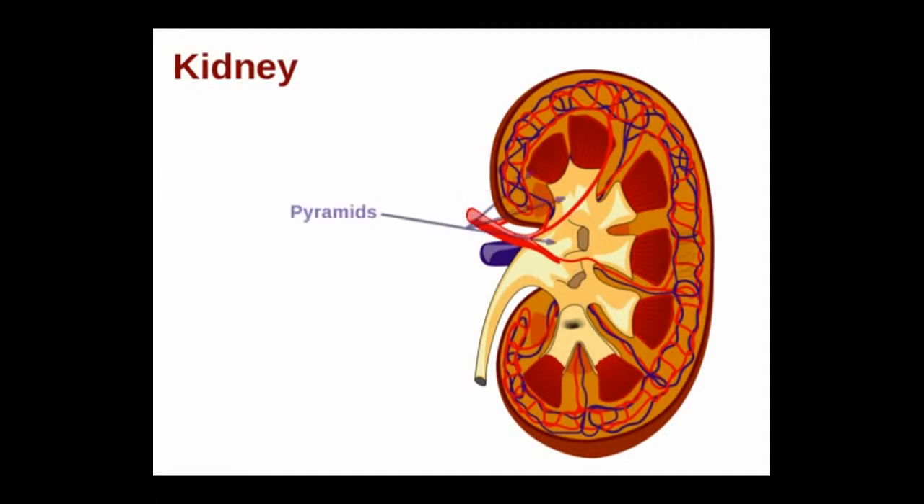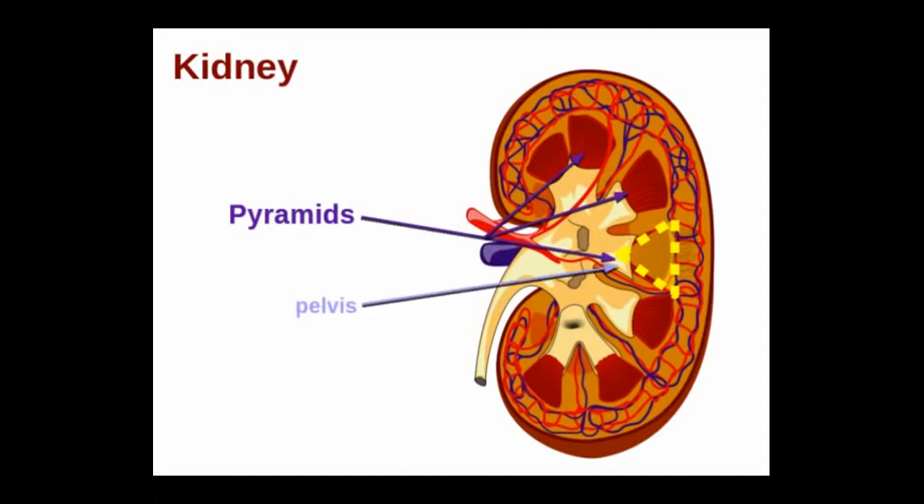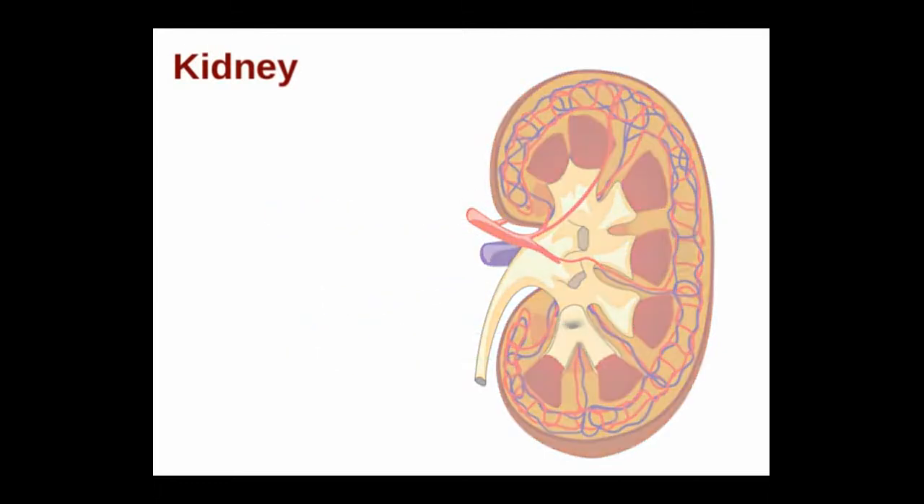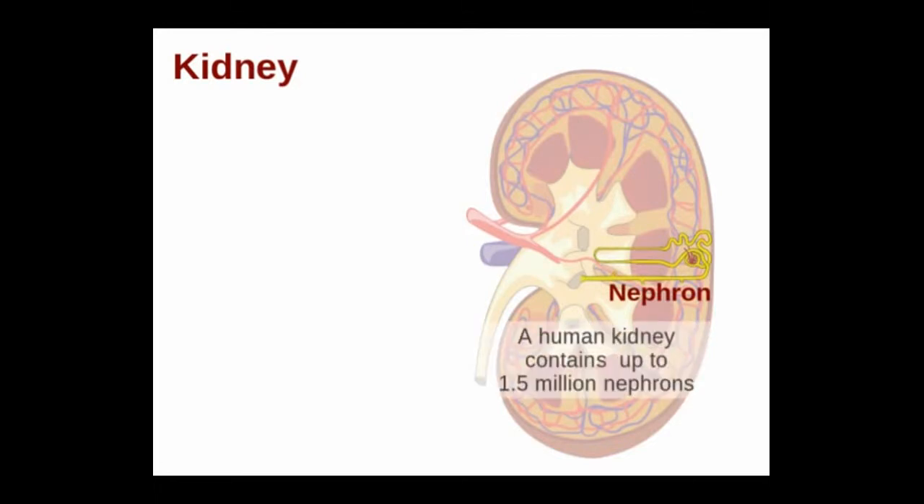And remember these pyramid-shaped structures in the medulla. You can see that there's a pyramid shape that passes from the pelvis through the medulla, and you can see it more or less in the cortex as well. And it's within these extended pyramids that you find the nephrons. Now, a typical human kidney contains around 1.5 million nephrons, so you can imagine that this one shown here is not drawn to the correct scale.